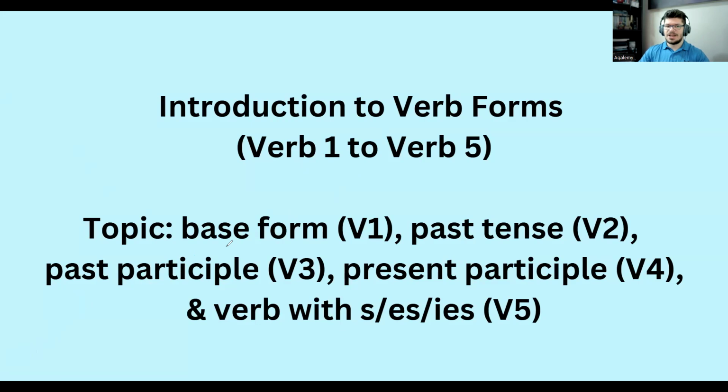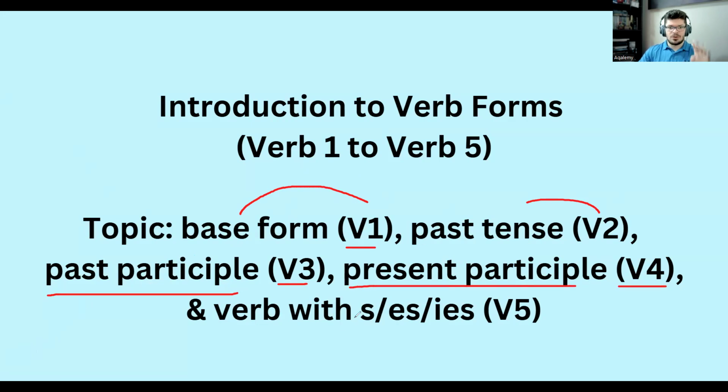We have 5 of them in English. Verb 1 tells us the base form or the original verb. Past tense will be for verb 2, past participle, verb 3, present participle for verb 4, and verbs that have S, ES, and IES. This one will be verb 5. Okay.